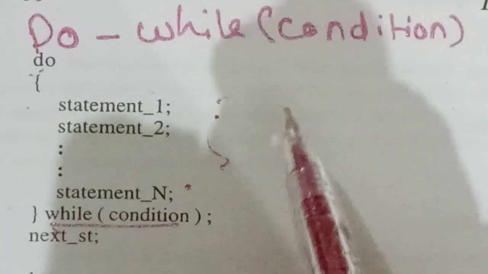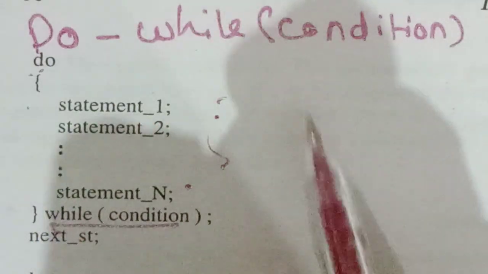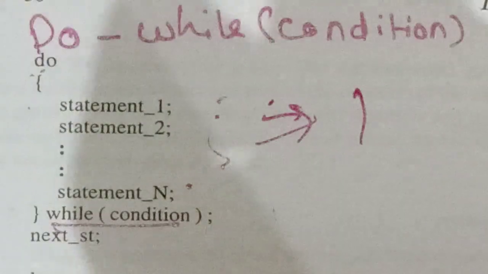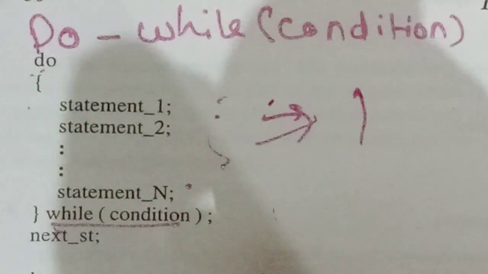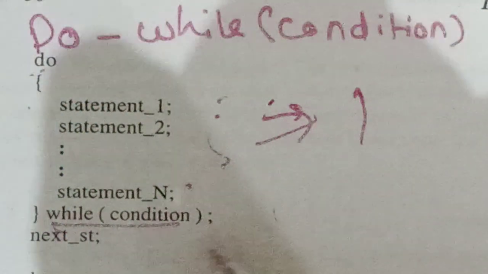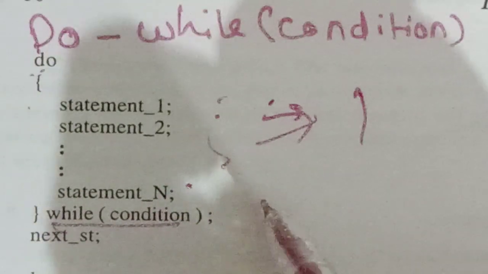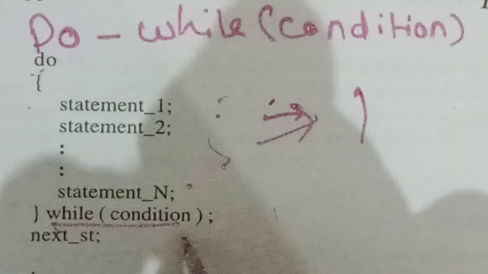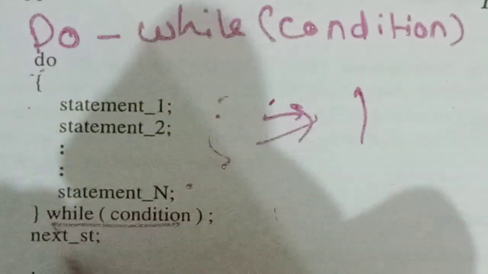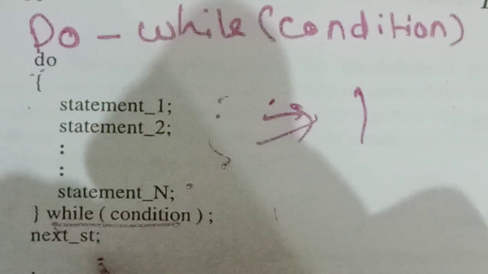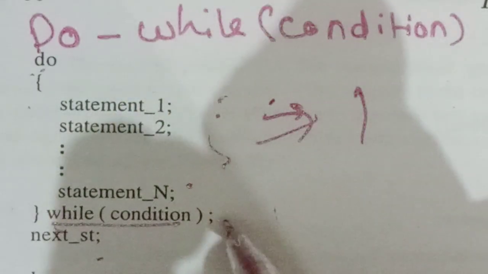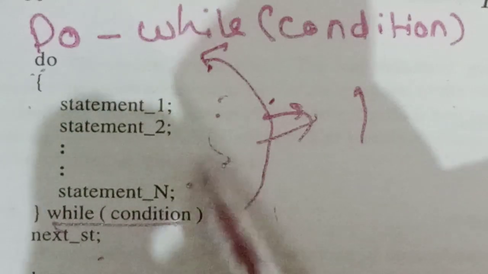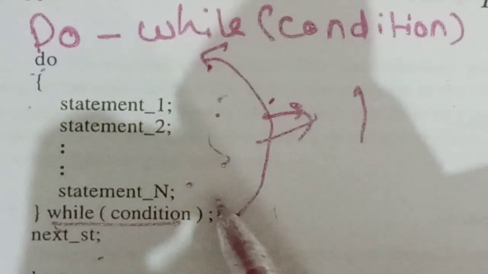So what is the benefit of the do while loop? Here the statement block is executed at least once. Even if the condition is false for the very first iteration, the loop will still be executed at least once. And next, once the condition is false, the control will come out and the next statement block will be executed. And if the condition is true, the control will again go to the statement block, and until the condition becomes false, the statements are executed.